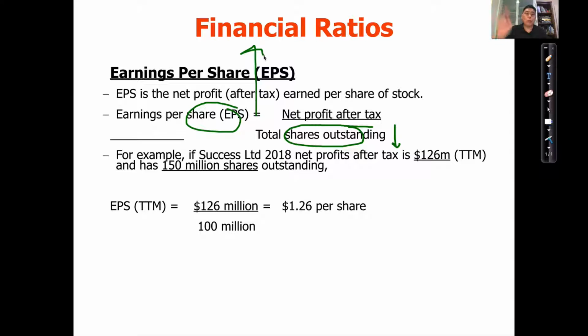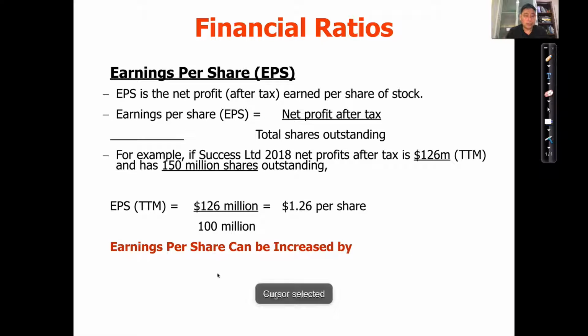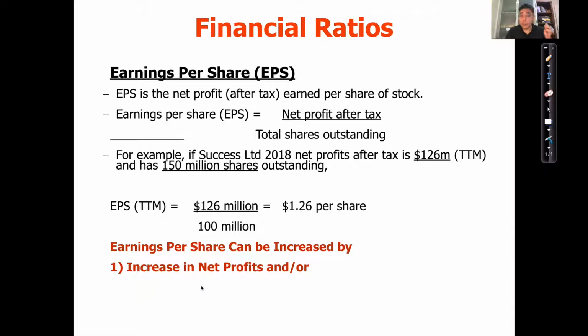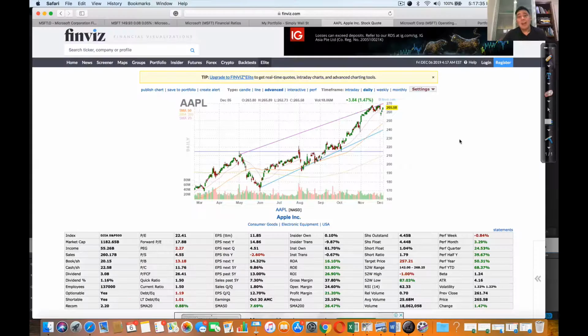So in other words, there are two ways to increase the earnings per share. Either the company increases the net profit, or the company reduces the number of shares outstanding, both of which will increase the earnings per share. So ideally, we want both to be happening. Profits should be increasing, and at the same time, the company is buying back shares to reduce the shares outstanding. So again, earnings per share can be increased by increasing net profits and/or decreasing the shares outstanding through share buybacks. So let's take a look at some of these numbers on FinViz.